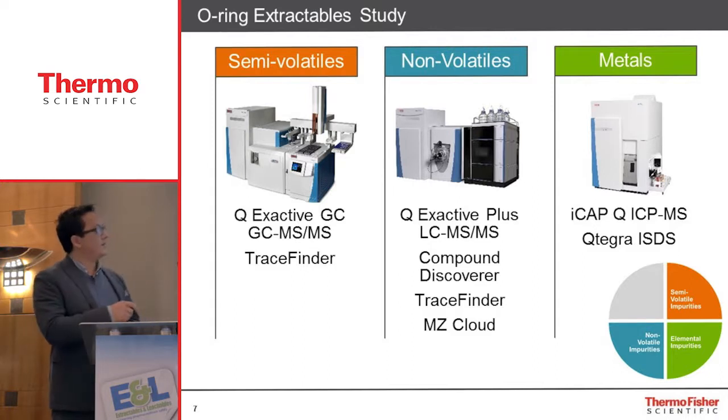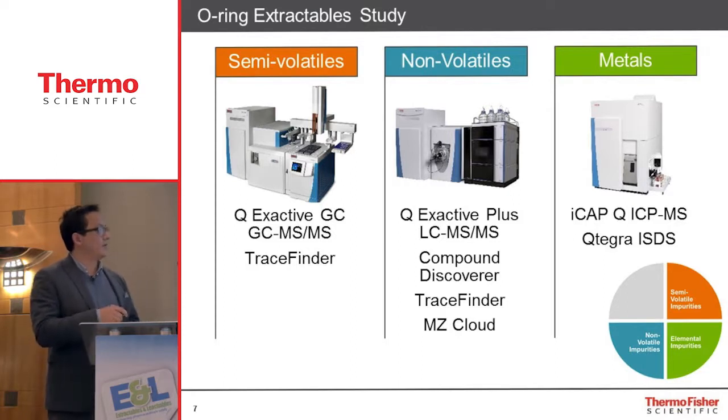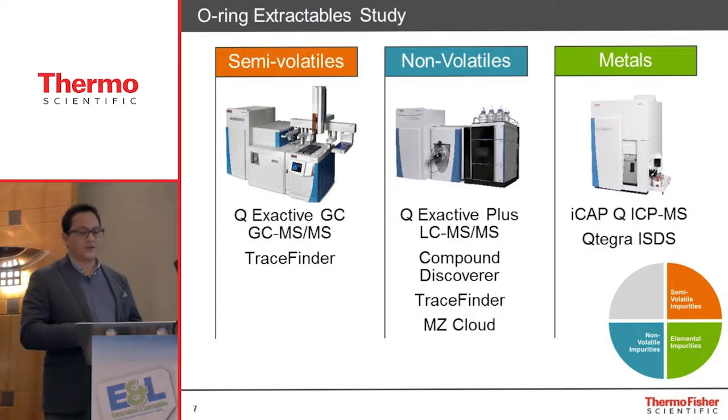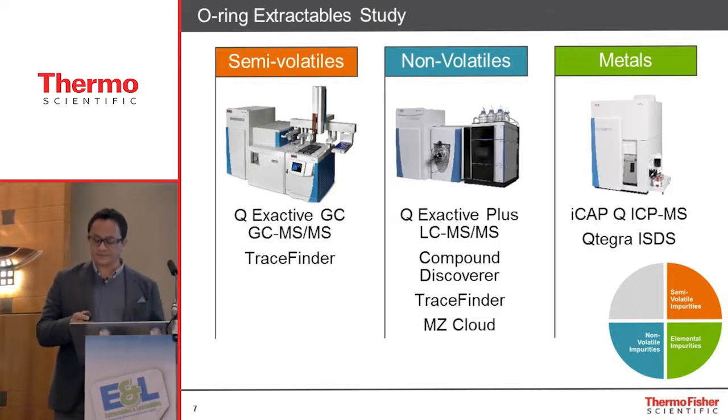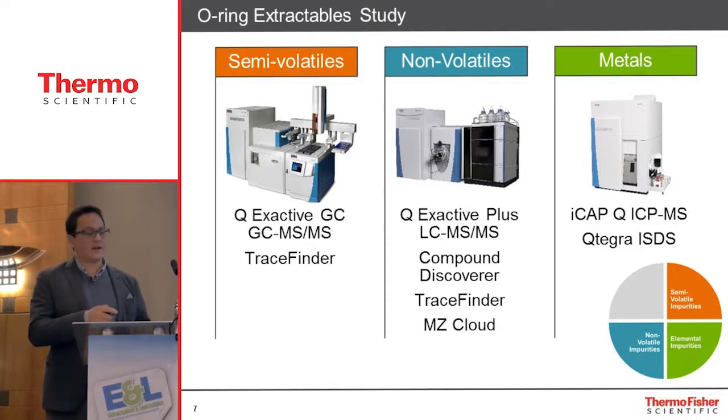For the first time this year, we launched an instrument in June at ASMS. It's the brother, really, of the LC variant Exactive. It's a GC MS system with very unique capabilities. So we analysed all of the extracts using these three technologies, including quadrupole-based ICP-MS.